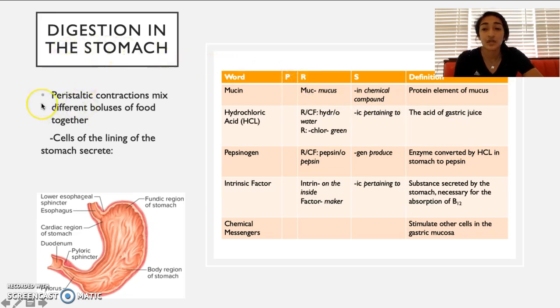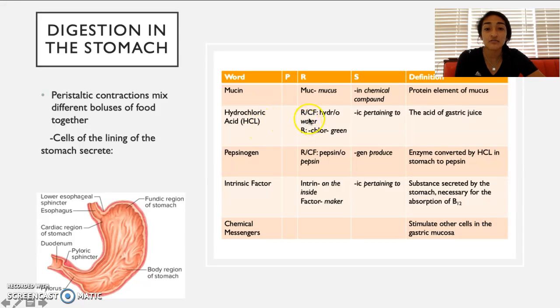Digestion in the stomach. Peristaltic contractions mix different boluses of food together. Cells of the lining of the stomach secrete mucin, hydrochloric acid, which is abbreviated as HCl, pepsinogen, intrinsic factor, and chemical messengers. The words broken down: the root for mucin meaning mucus, the suffix in meaning chemical compound, and the definition protein element of mucus.